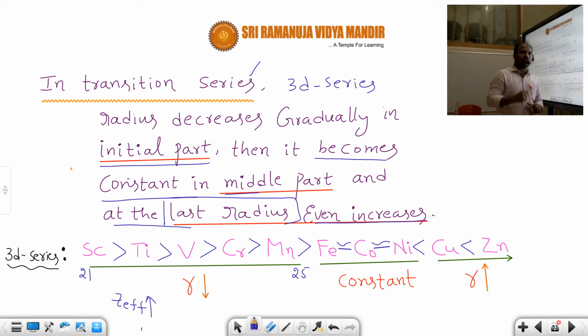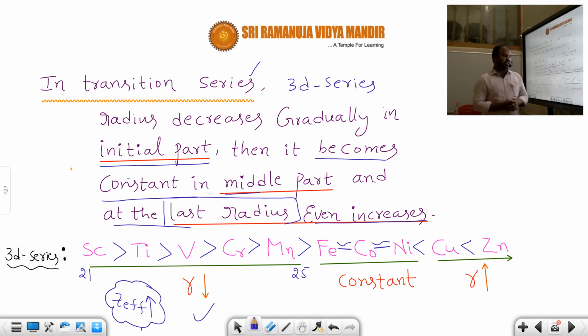When the attraction on the outermost electron increases, the atomic size decreases. That means atomic radius decreases. This is the general trend, which can be observed in the initial part, from scandium to manganese. So in the initial part, what will happen? Radius decreases, due to the reason that effective nuclear charge increases.